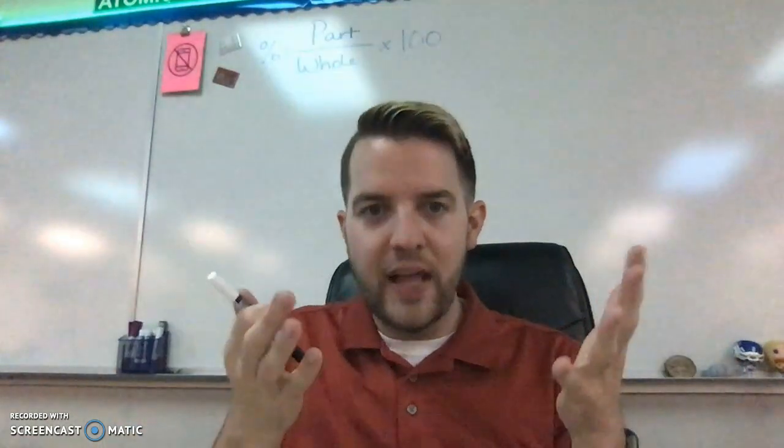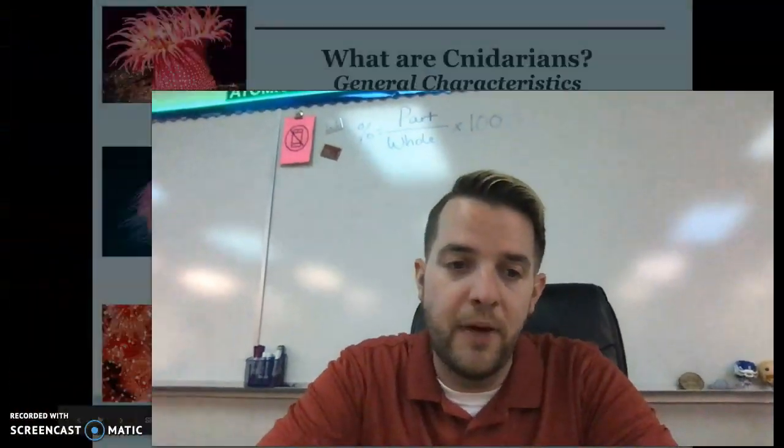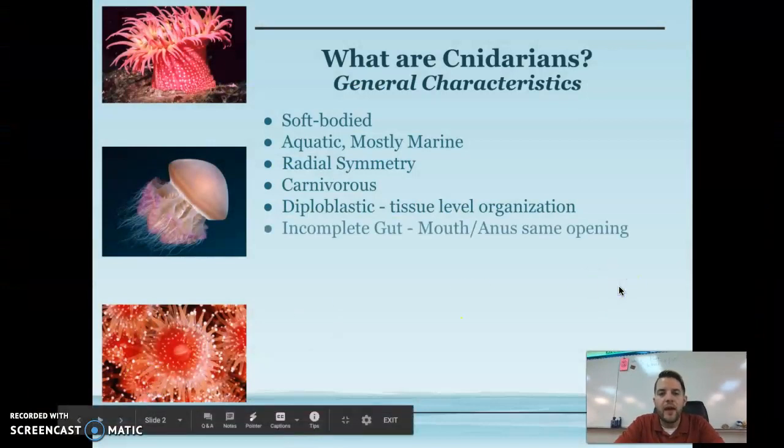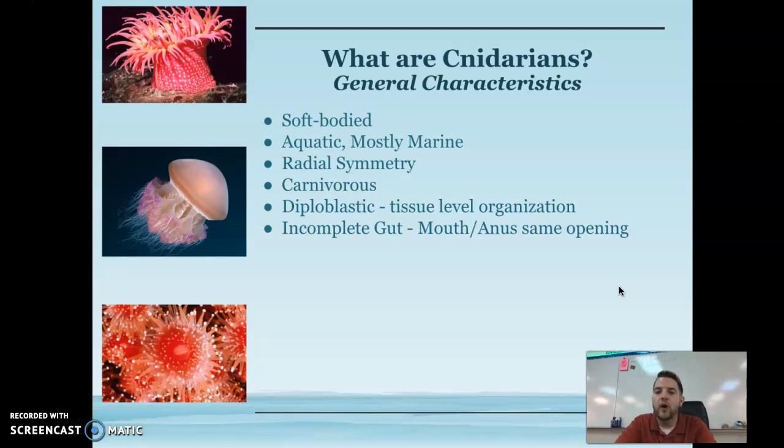So they have an outside flesh, if you will. They have an inside lining to their digestive cavity, or their gastrovascular cavity, excuse me. And they just have that one opening on the bottom. So they also, like I mentioned, have an incomplete gut. So their mouth and anus is the same opening. They just have one opening. Sometimes it's on the bottom of the organism. Sometimes it's on the top of the organism. But a jellyfish and a sea anemone are essentially the same thing, just flipped upside down.